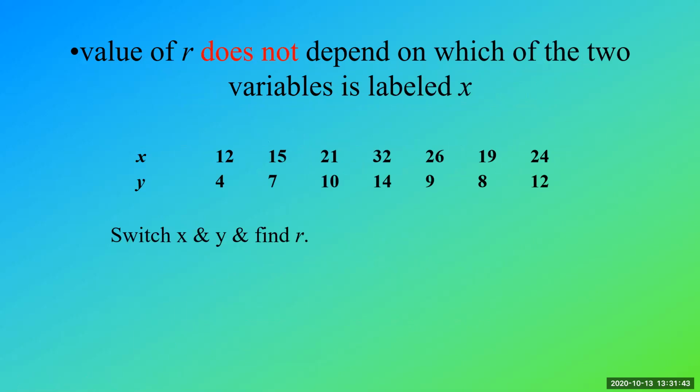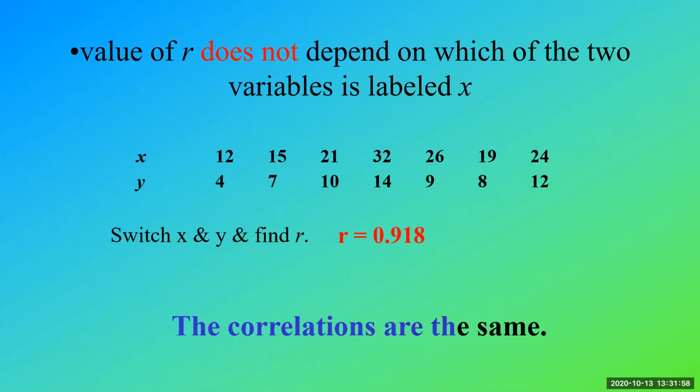Because the value of R also does not depend on which of the two variables is labeled X, okay? If I were to actually calculate the R value here, notice I'd still get an R value of 0.918, okay? And this was when I swapped X and Y. So it does not matter, you'll get the same R value. R value has no units, and it does not matter if you switch X and Y. They would still be correlated the same. As X increases, Y increases is the same as saying as X decreases, Y is decreasing.